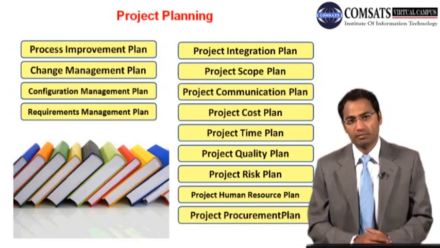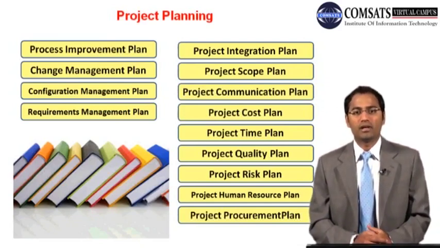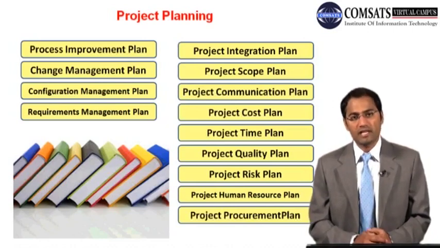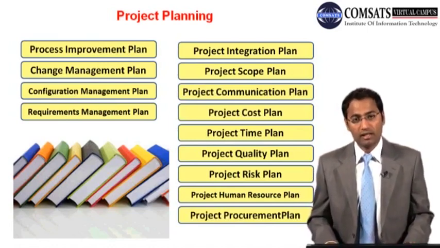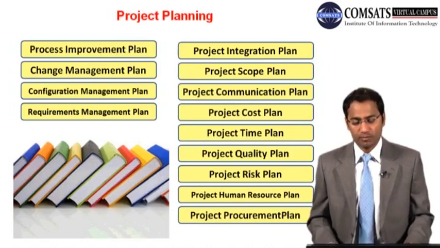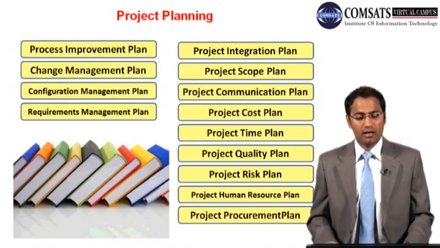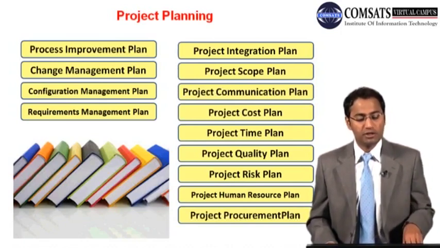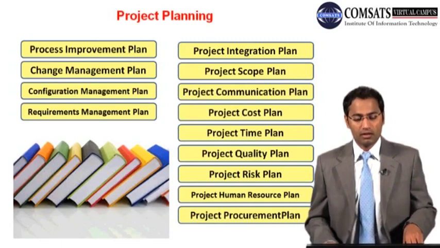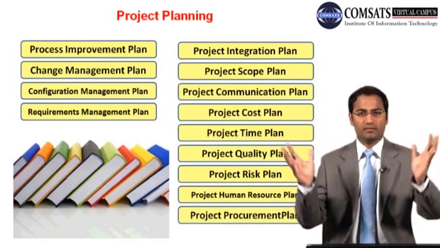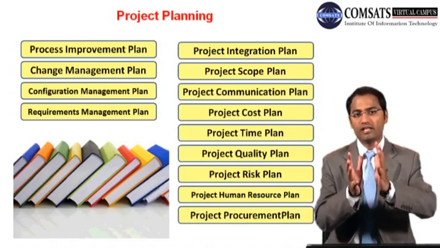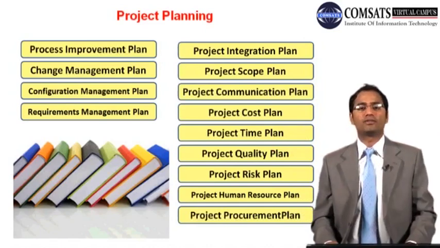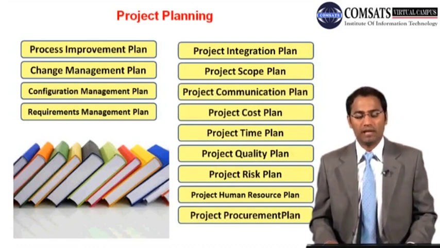It includes the scope management plan, which is the output of project scope management, and then the project communication management plan, cost plan, time plan, quality plan, risk plan, human resource plan, project procurement plan, process improvement plan. This is one of the outputs of the quality management plan, and the change management plan, configuration management plan, and requirements management plan. Now, you take all these 13 things and you get them collected through integration, and you have what is called the project management plan.